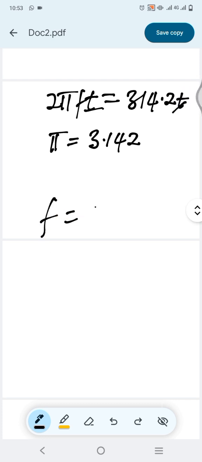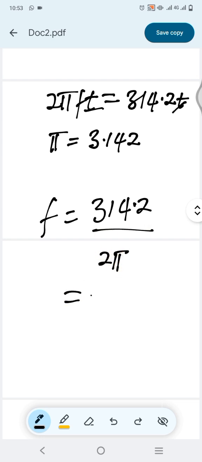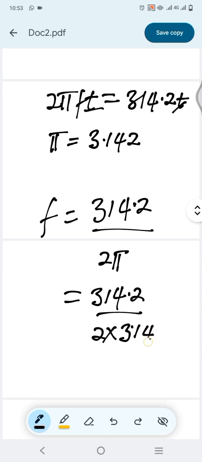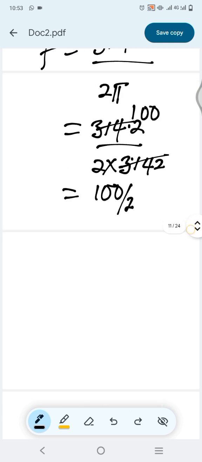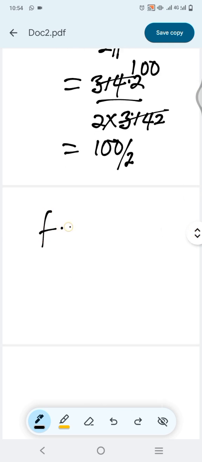At that point, we have that frequency f is equal to 314.2 divided by 2 pi, which is the same thing as 314.2 divided by 2 times 3.142. This cancels this to give you 100. So you will have 100 divided by 2. So our final answer will be that frequency f is equal to 50 Hertz.